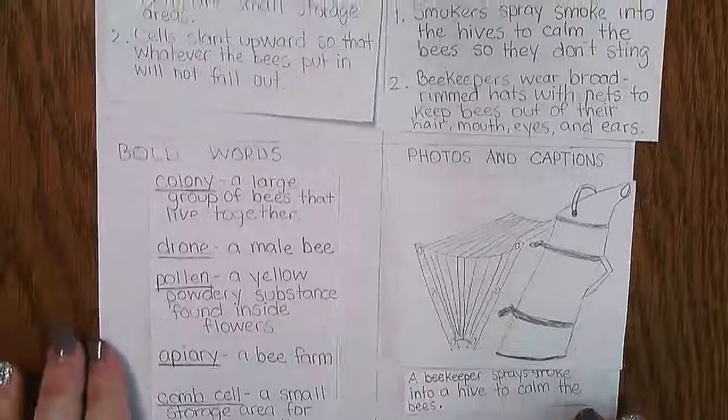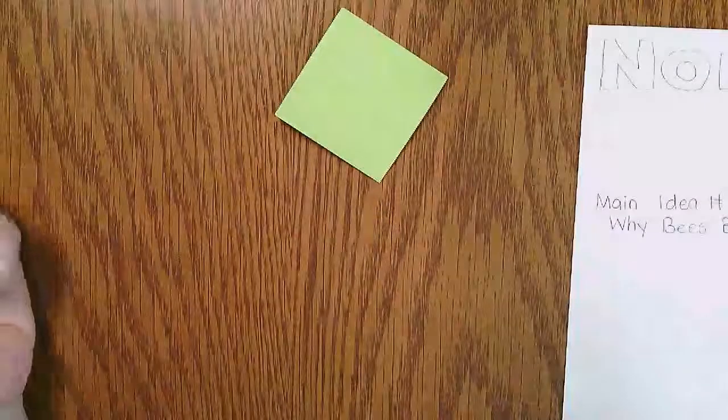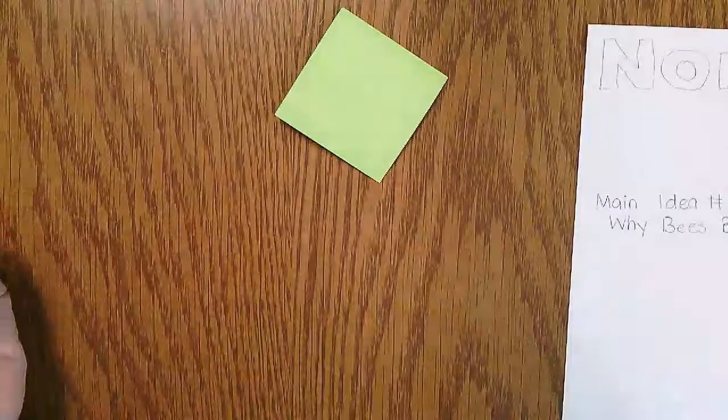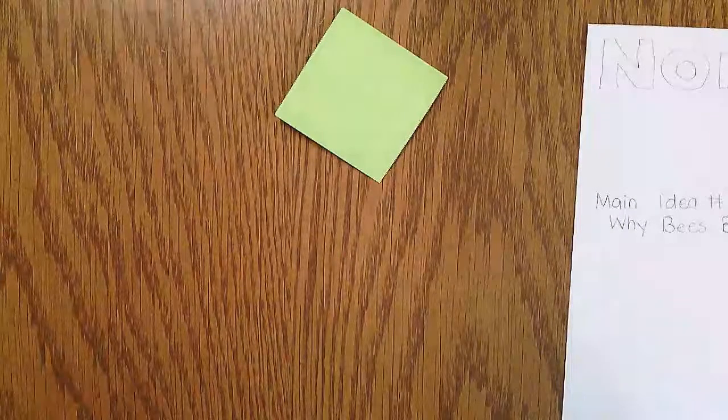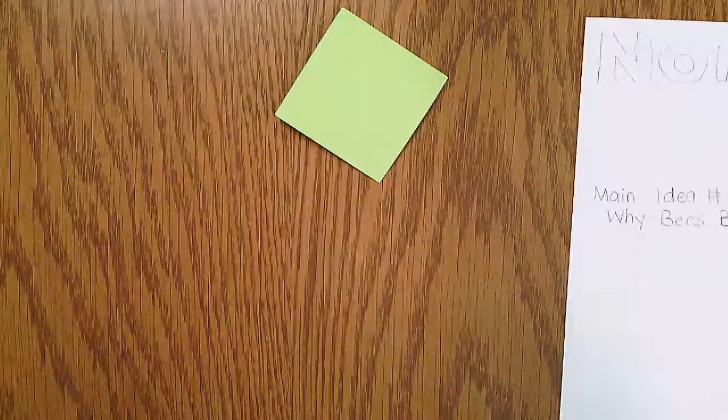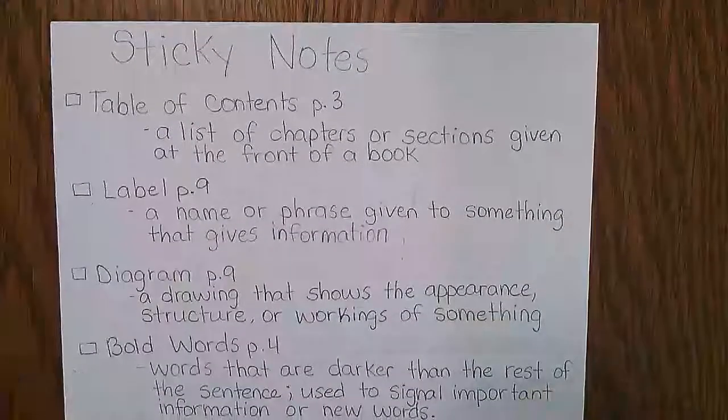The last section is called sticky notes, and you have a couple different options for this. You can write on actual sticky notes and stick those in your book wherever you find a table of contents or a diagram or a label or a caption, and then when you get to that sticky note, you can just talk about it or read what the caption says and tell what you learned from it. Or if you like to have it on your poster, you can use the back as your sticky notes section, and that's what I did.